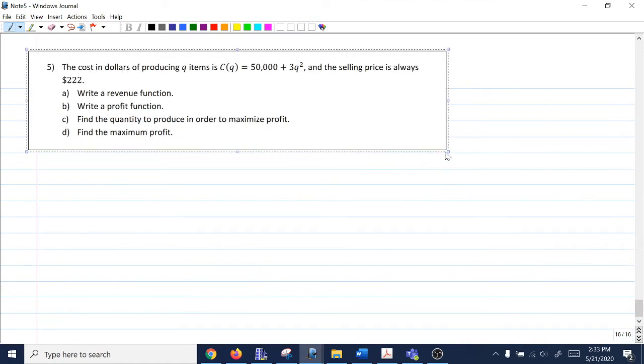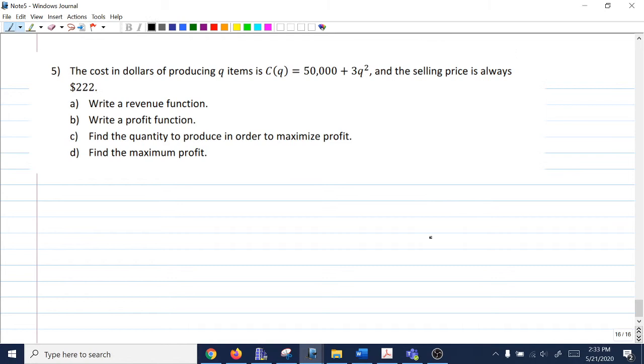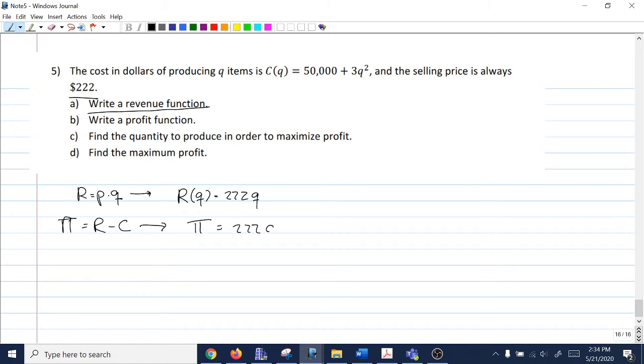I got a cost function. I got a selling price. We need to write the revenue function. If you sell the thing for $2.22, revenue is price times quantity. So my revenue is 222Q. What's the profit function? Profit is revenue minus cost. So profit is 222Q minus the cost function, which is 50,000 plus 3Q squared. Distribute the minus through, and I can write that as 222Q minus 50,000 minus 3Q squared.